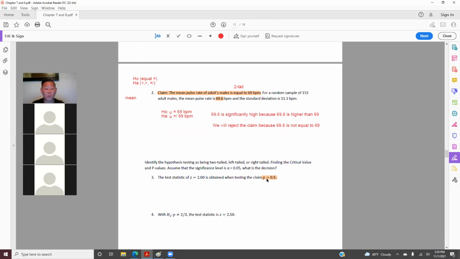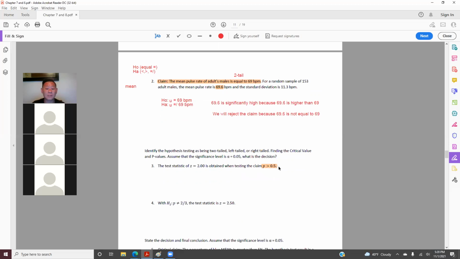This is a greater than symbol. So what kind of tail is that? This is not two tail. This symbol is a right tail test. Yep. This is a right tail test because the symbol we use is greater. Okay. So how do we find the critical value if your alpha is 0.05?